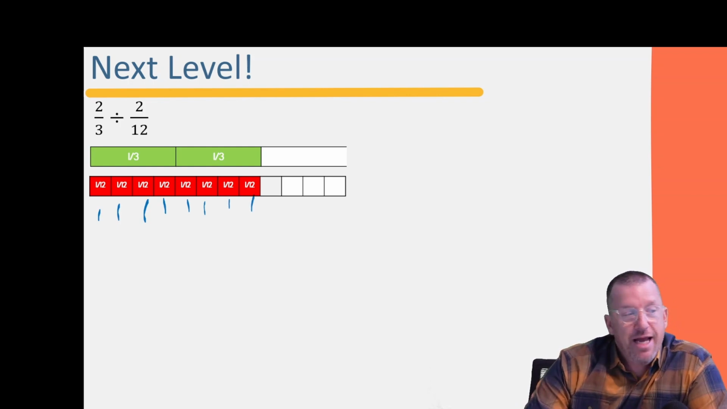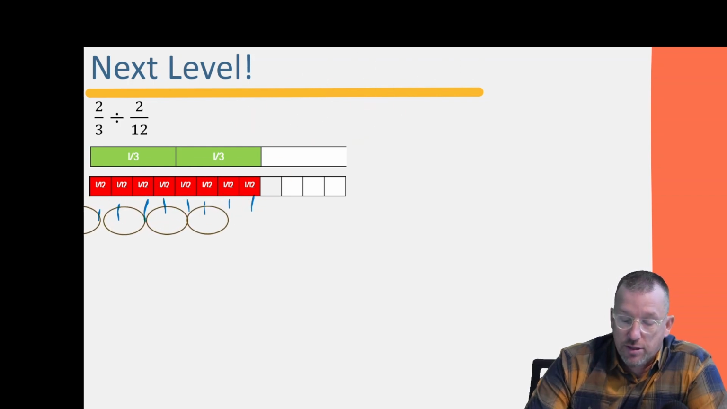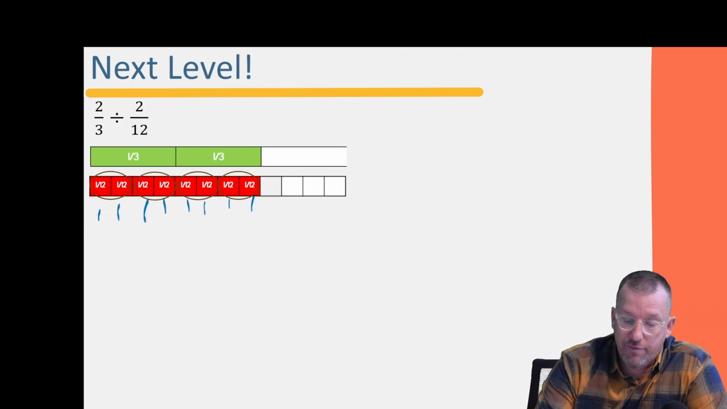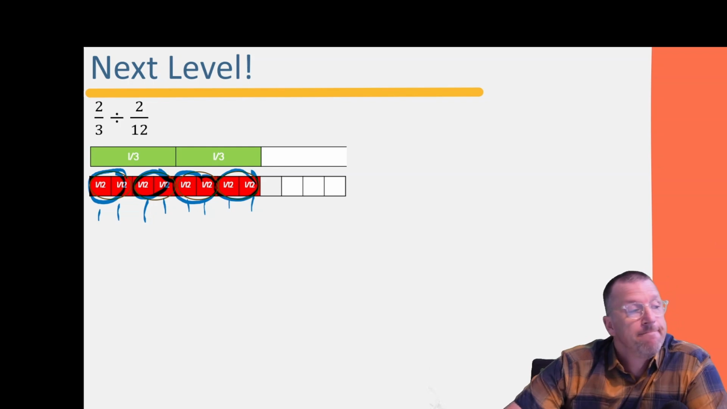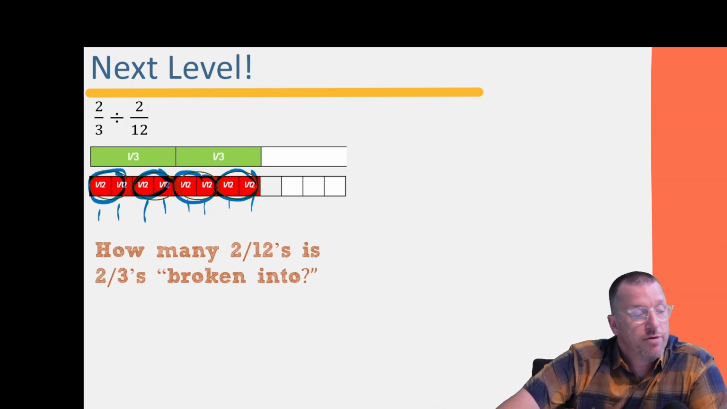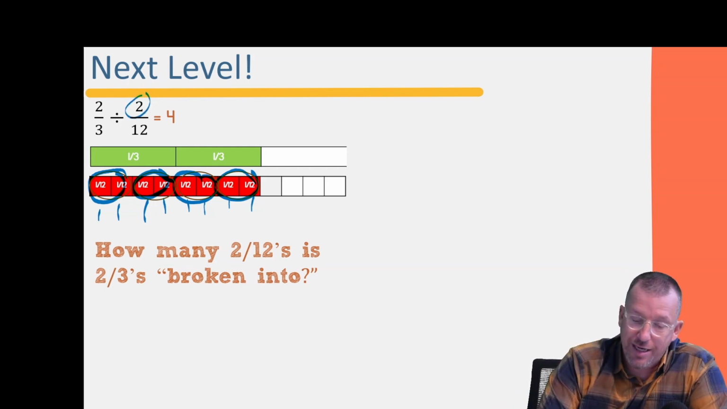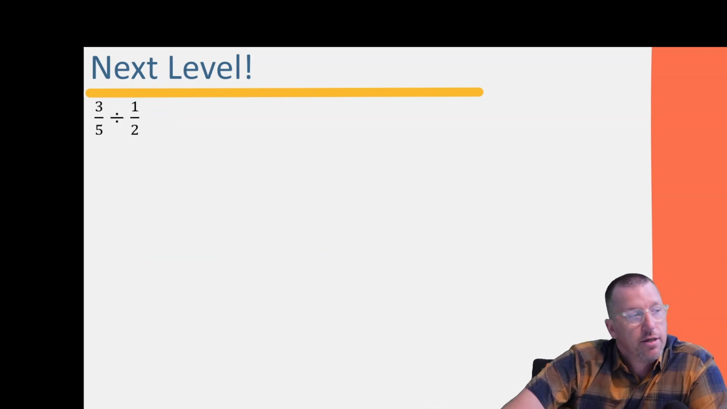Okay, it would have been 8, but we're not breaking it into 1 twelfths. We are breaking it into 2 twelfths. So how many 2/12ths do we have? We have 1, 2, 3, 4. You see how each one of those circles has 2/12ths in it? So our answer is, how many 2/12ths is 2/3 broken into? It's broken into 4. We still broke it into 12ths, but for all those 12ths, we needed 2 in each group. Good job.